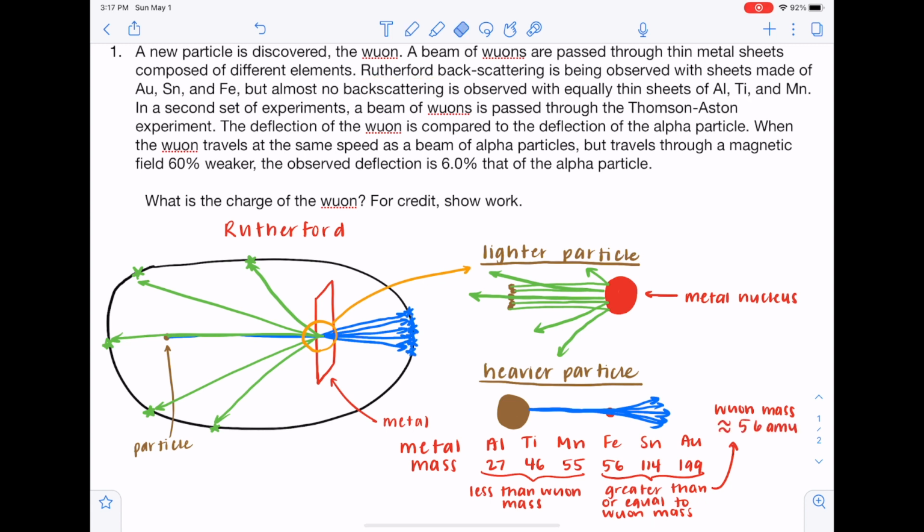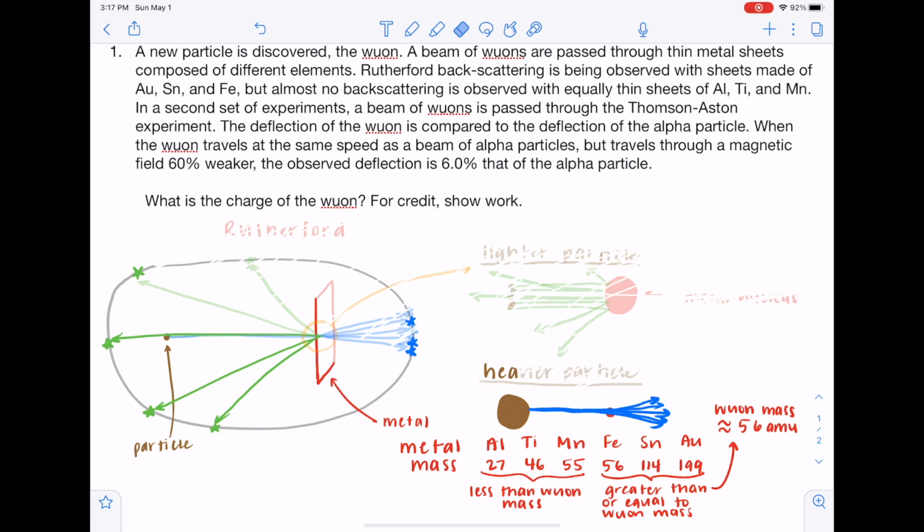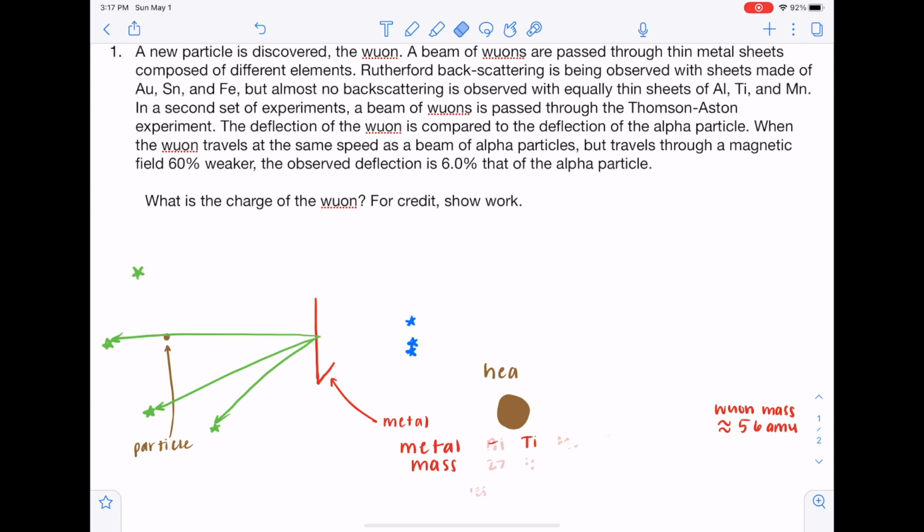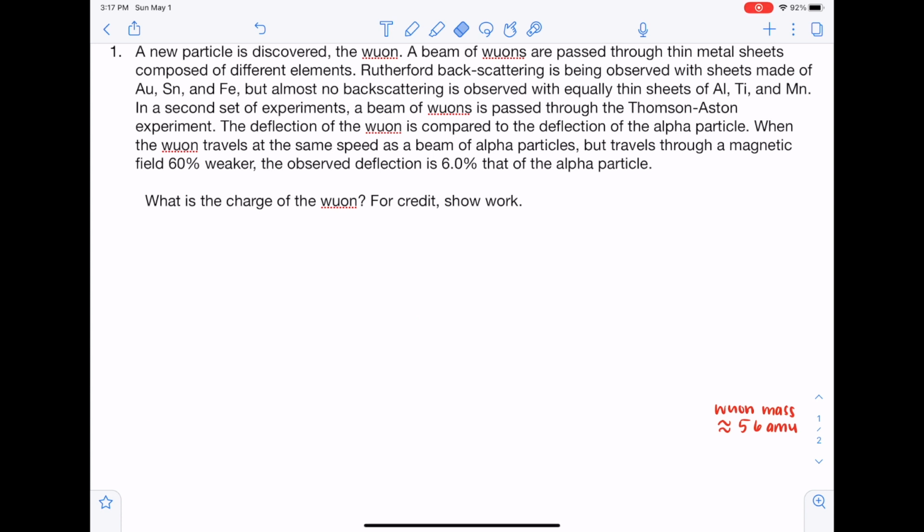So now that we have that, we'll want to start on the proportionality aspect of the problem. So we're going to follow the same steps that we did in our earlier proportionality videos. The first thing to do is identify the two particles that you're dealing with. So here we have the Wuhan and the alpha particle.